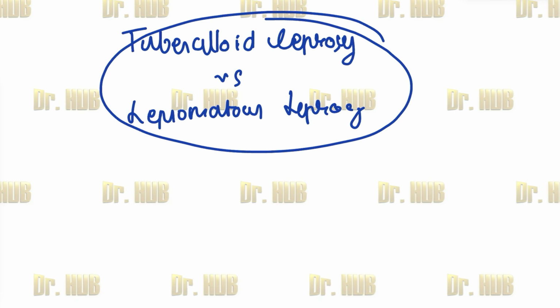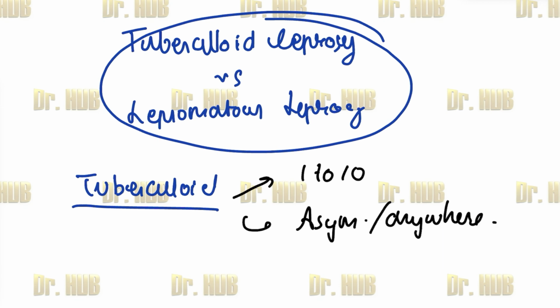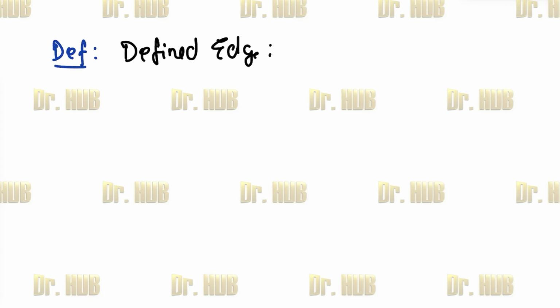So first, let's understand the tuberculoid leprosy. In tuberculoid leprosy, the number of lesions is 1 to 10, and the distribution is asymmetric, and it can be present anywhere. So how is the definition? Definition wise, there is a defined edge, and it is markedly hypopigmented.